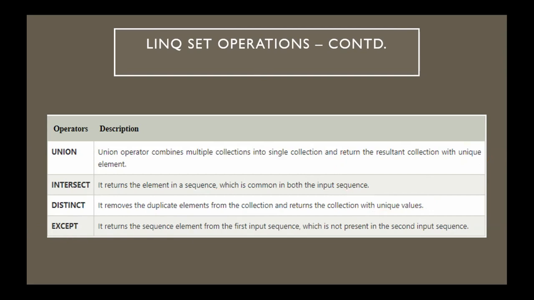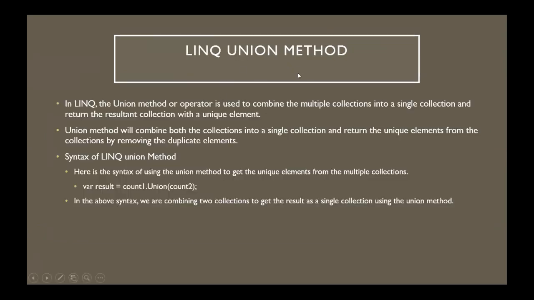So let's see an example of this. First, the union method. The union method, or operator, is used to combine multiple collections into a single collection and return the resulting collection with unique elements. So the union method will combine both collections into a single collection, returning unique elements from both by removing the duplicate ones. Syntax is very easy.